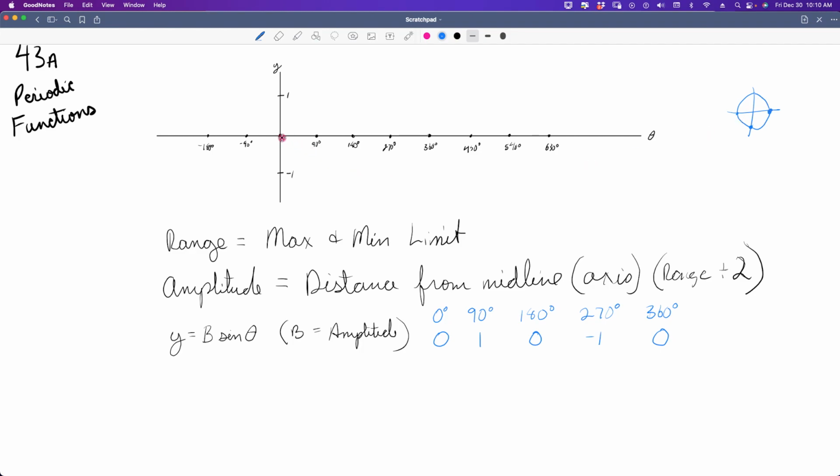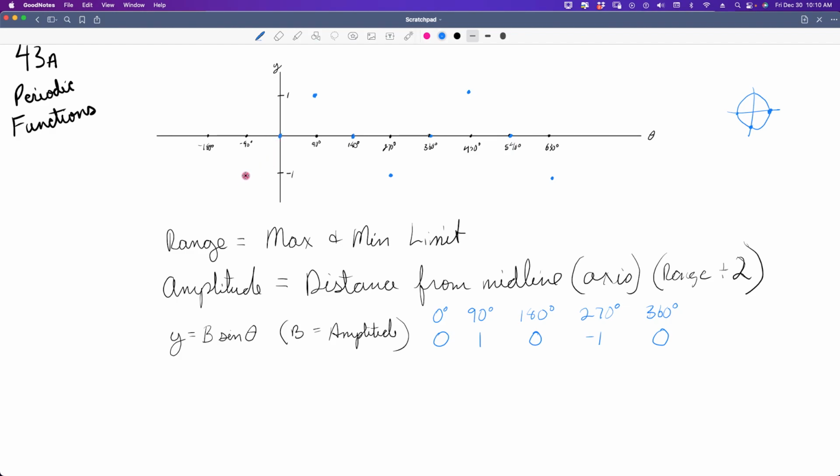So that's what we're going to do here. Our first point is 0. Then at 90, we're at positive 1. At 180, we're back at 0. At 270, we're at negative 1. Then at 360, we're back at 0. At 450, we're at positive 1. 540 is 0. 630, we're back at negative 1. So you can see, and we can even do that on the negative side.